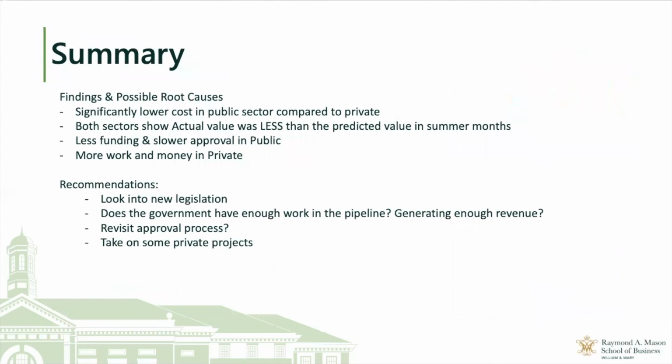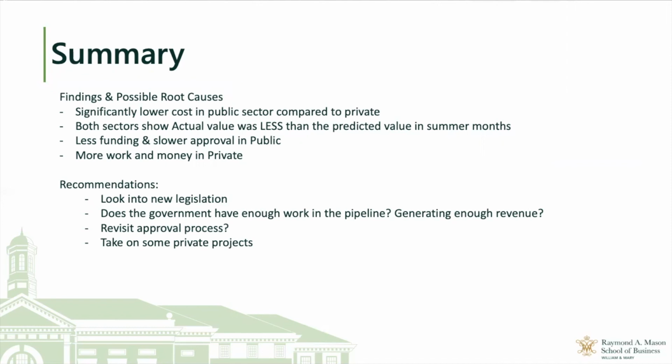For my summary, findings and possible root causes. Just to reiterate, significantly lower costs in the public sector compared to private. Both sectors show actual value was less than predicted value in summer months, and then less funding and slower approval in the public, more work and more money in private.